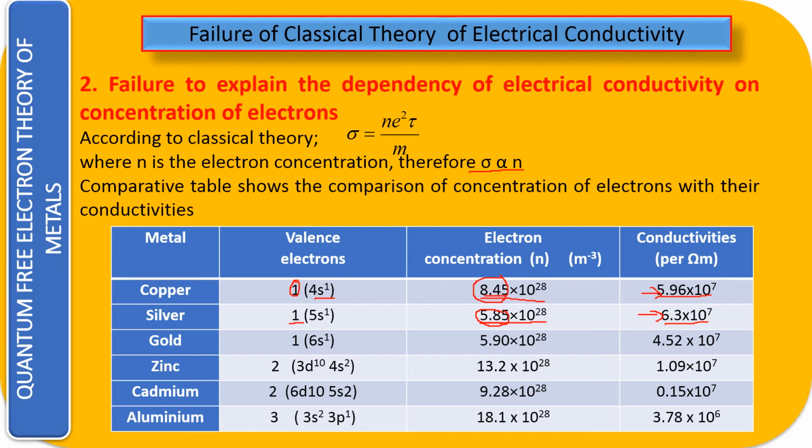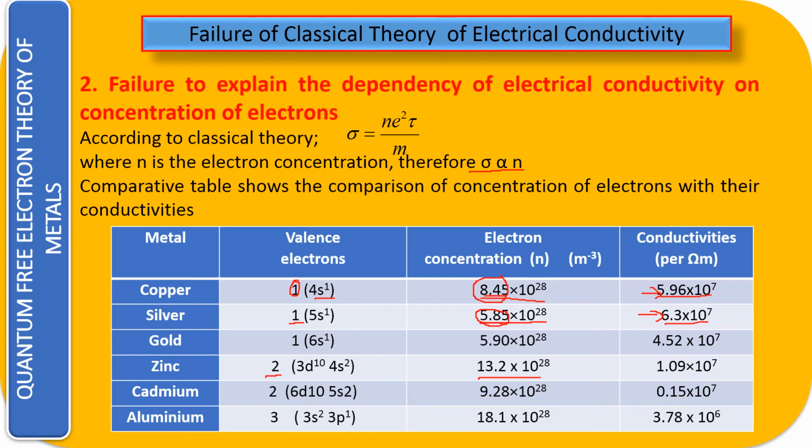Now let us see the case of zinc. The valence electron count is 2 and the number of electrons is 13.2 into 10 power 28. So we have a huge number of electrons, 13.2 into 10 power 28, right? Now compare this again with silver. What is the value for silver? 5.85 into 10 power 28.